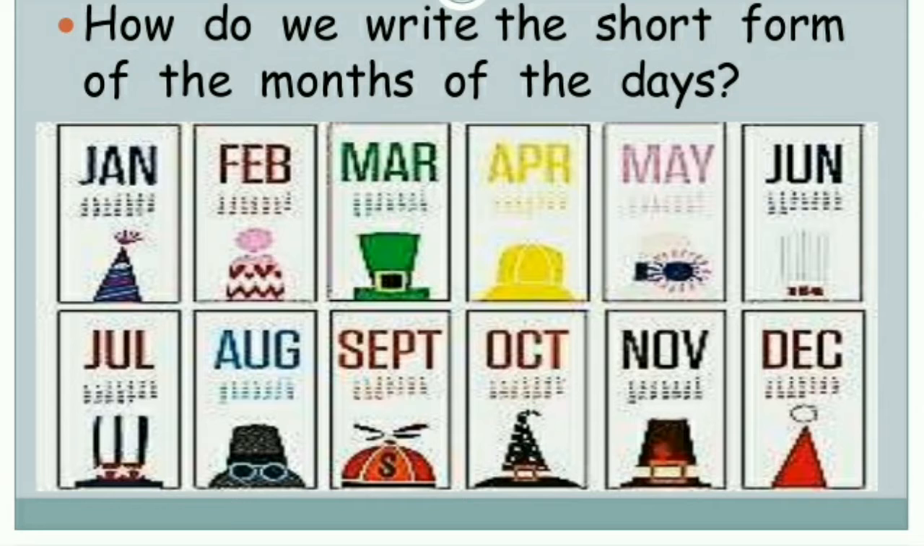So here we can see the short forms of the months: Jan, Feb, Mar, Apr, May, June, Jul, Aug, Sept, Oct, Nov, and Dec. So these are the short names or short forms of the months. So children, you all understand that we have 12 months in a year.